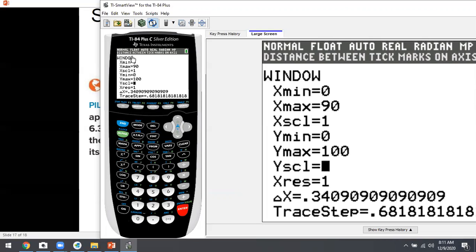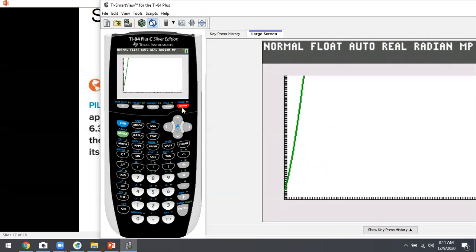Do not hit zoom 6 after you've changed your window. That'll just change it back to what you had. Hit the graph button at the top right. Oh, look at that thing. It's just shooting up and shooting up and shooting up. It's going really high. But I guess there's a lot more than 100,000. Let's go back to window after it gets done graphing.